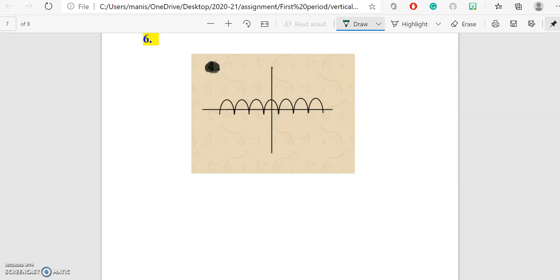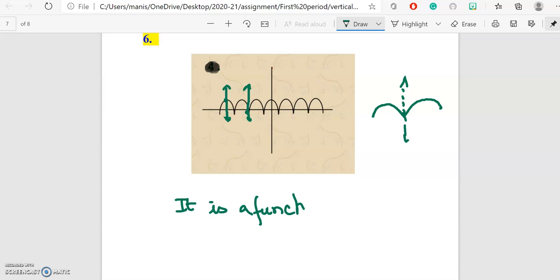So in this case, when I'm drawing a vertical line over here, it crosses only at this point. You might be thinking, if I draw over here, what happens? Still it will be at one point, because if I enlarge this, it will look like this to you. So if I'm drawing over here, it means only one point. So it is a function, because it passed the vertical line test. That's why it is a function.